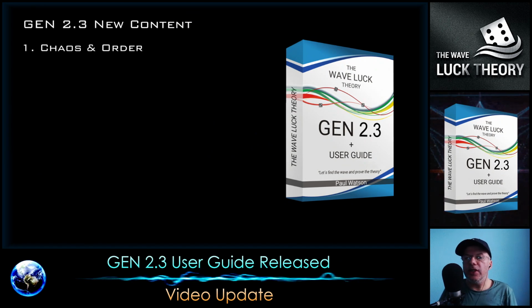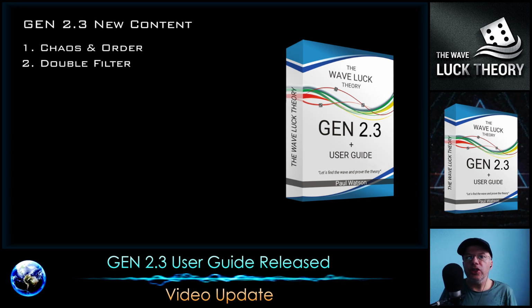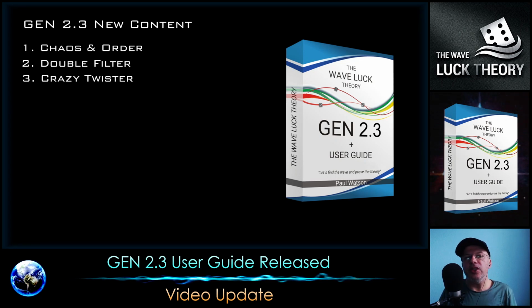First up is the chaos and order function, considering the order in which the numbers are drawn. Then we have the double filter, which filters all the generated numbers both from the bottom and from the top, giving you the exact shape of the wave you are looking for. Following that, the crazy twister turns the evaluation process upside down, bringing you unique waves with high potential to win.